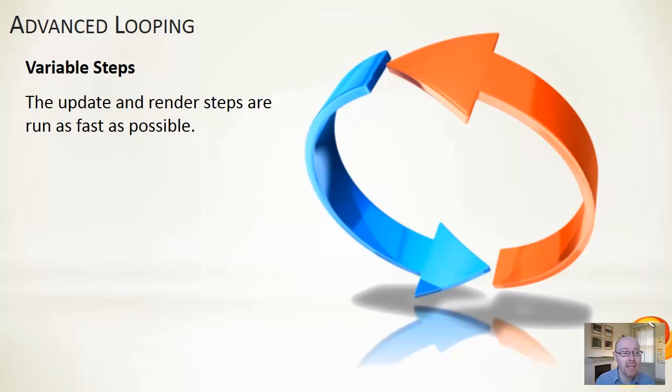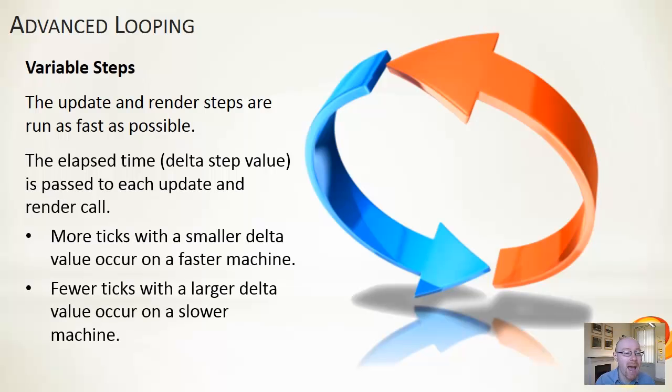So here we update and we draw as fast as we possibly can. There's no waiting. We update, we draw. We update, we draw. The thing it changes is that as part of the update and as part of the draw request, we pass in how much time has elapsed since the last update or the last draw. So they are conditional on the particular delta step that's coming into it.